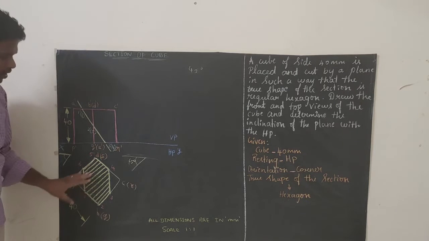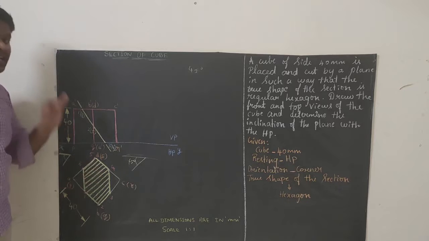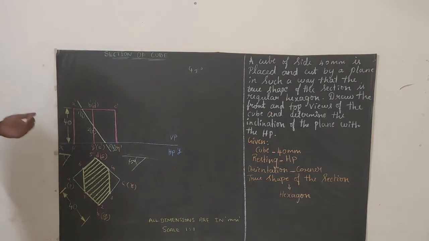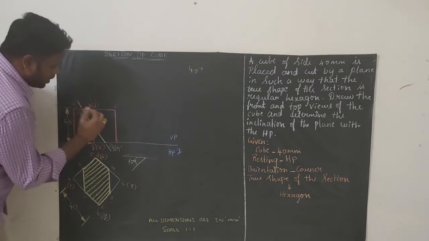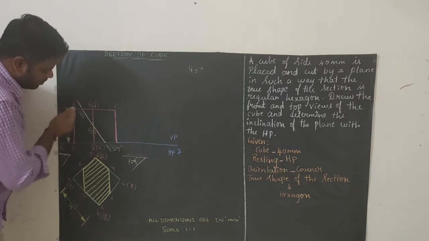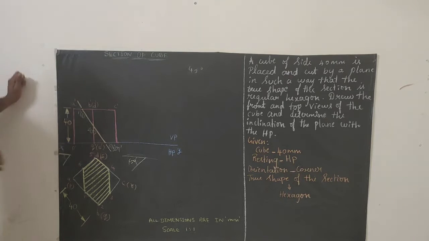So whatever hexagon we got here is called the sectional top view. After cutting this, whatever we get is called the sectional top view, and we have to darken this one. Just darken this portion, because once you cut, this portion will be removed, so we'll be left with the remaining portion alone. You have to darken and show it so that it will be very easy for you to understand.